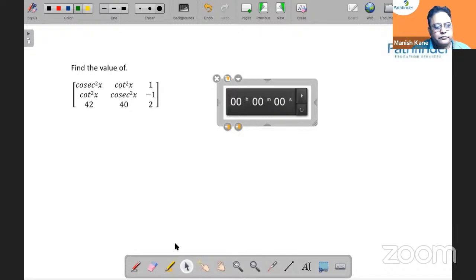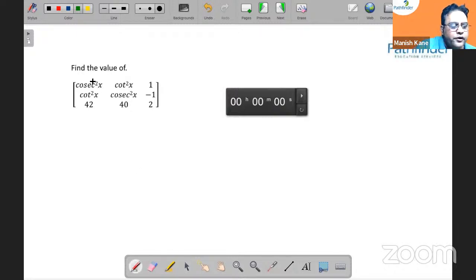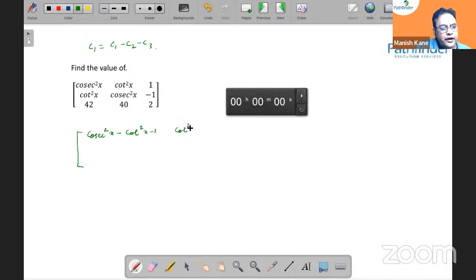All right. Now look, in row operations, it is not necessary to always add rows. You can also say that C1 can be replaced. Column 1 can be replaced by column 1 minus column 2 minus column 3. Correct? So I can replace this with cosec square x minus cot square x minus 1. The second and the third column will remain the same.